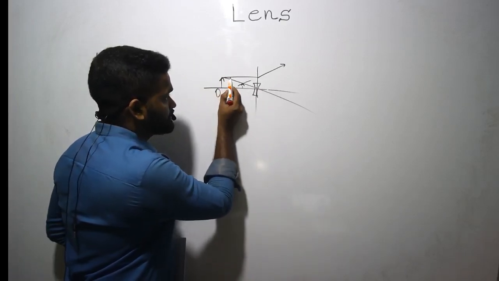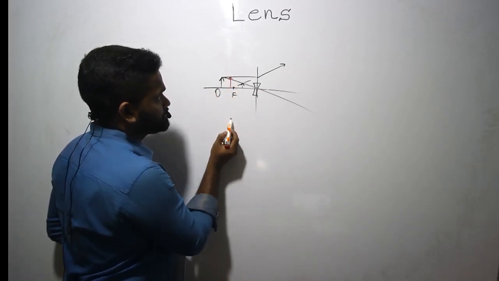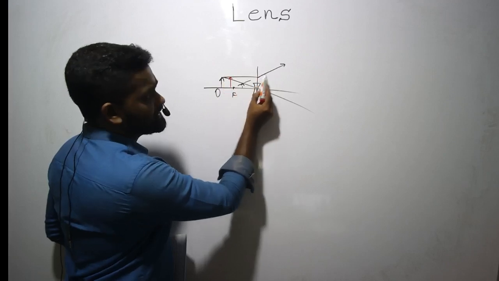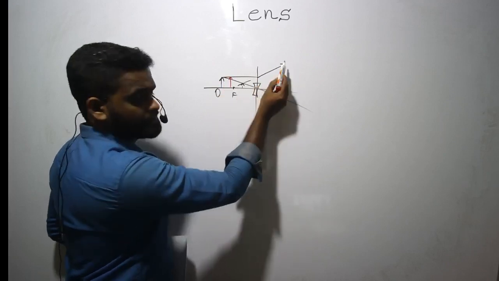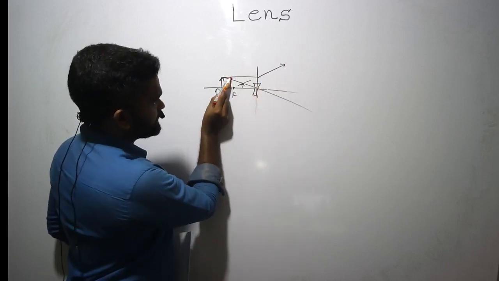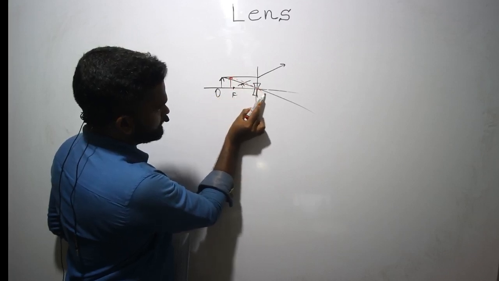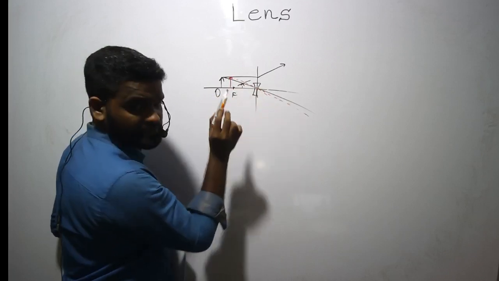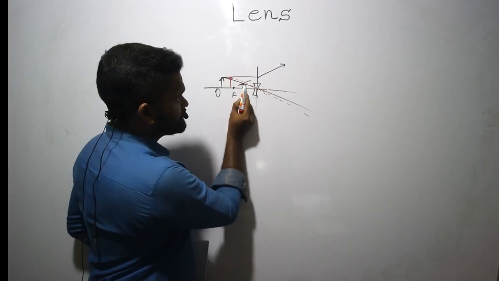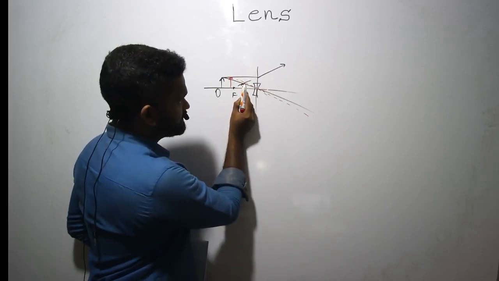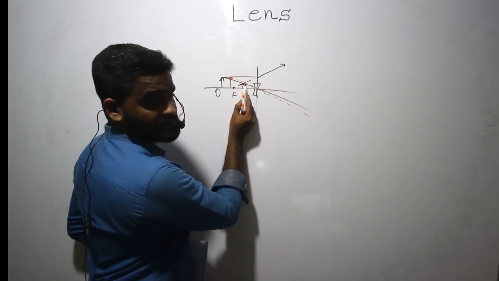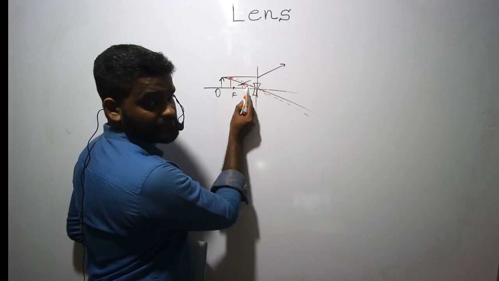Let's say to somewhere here. This ray does not change, right? But what about this ray? It goes like that, right? Can you see that the image is larger now compared to this image? This image is larger. The red image is larger.